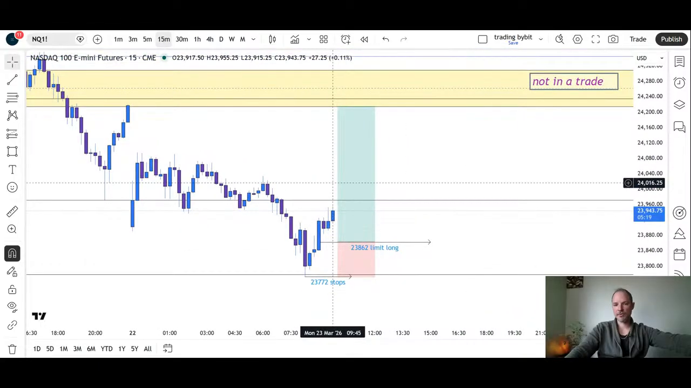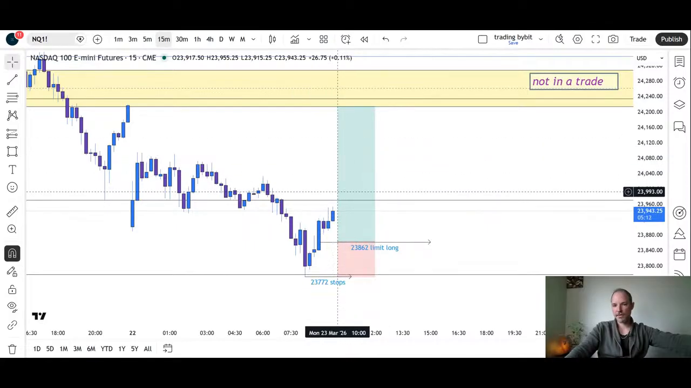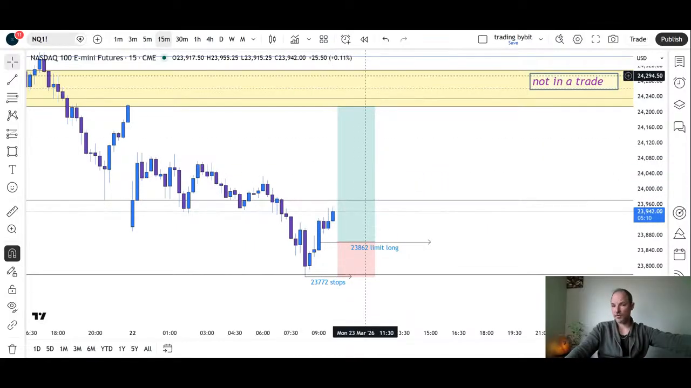So say that we now have a huge candle on the 15 minutes. We get a fair value gap inside. We have another great candle. And then we have that tap of that 15 minute. I would enter it and continue.